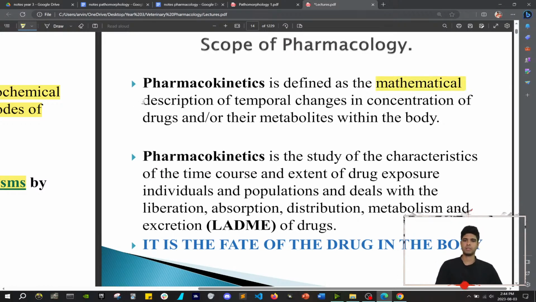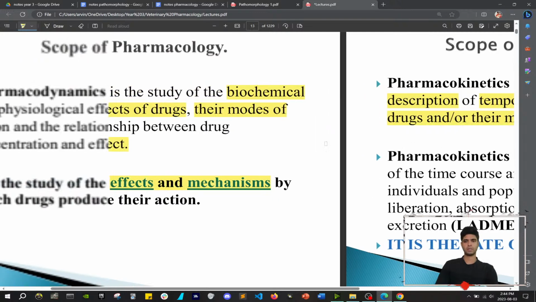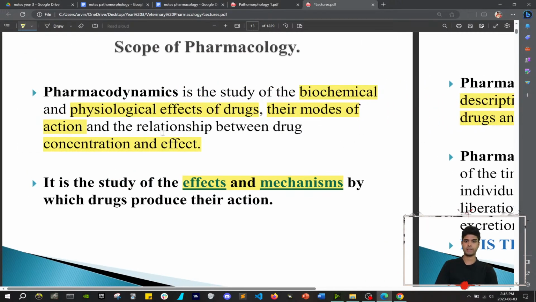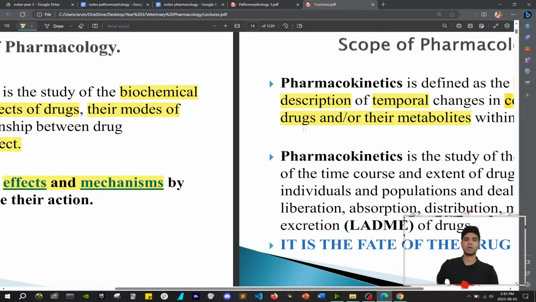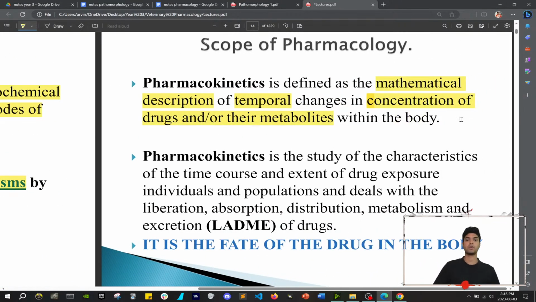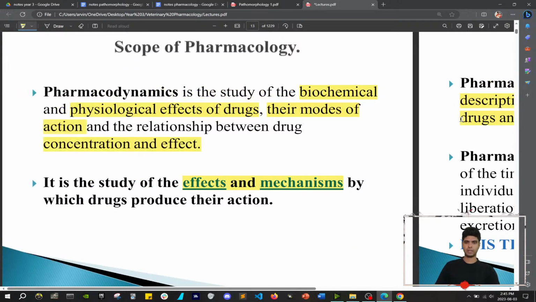So, mathematical description of temporal changes in the concentration of drugs and metabolites. The thing that talks about the concentration and effect relationship is pharmacodynamics. Pharmacokinetics is the concentration of drugs or their metabolites within the body. Mathematical description, pharmacokinetics is here.